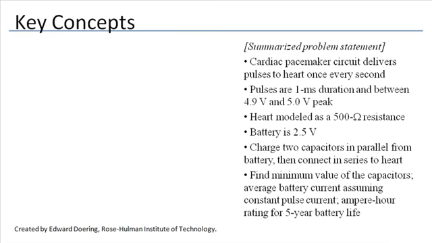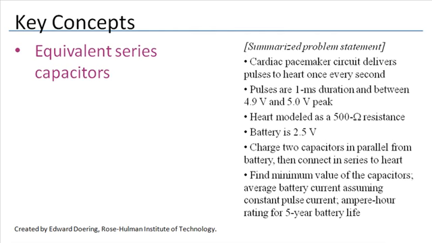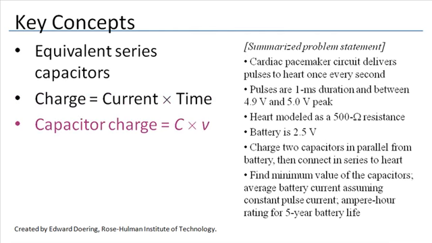In this problem, we are looking for key characteristics of a cardiac pacemaker circuit. We'll make use of the concepts of equivalent series capacitance, the fact that charge equals current times time, and also the fact that the capacitor charge is capacitance times its voltage.